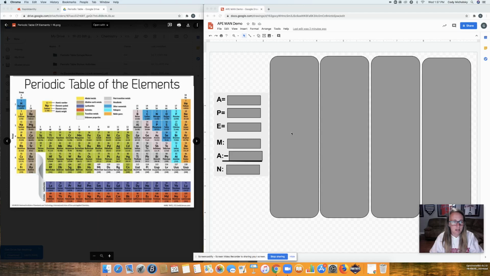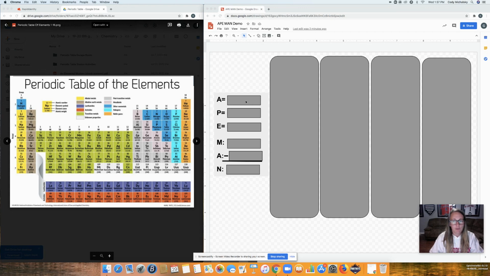Hey guys, so today we're going to be going over APEMAN. This is a tool we use to calculate the subatomic particles in an element. Remember, our subatomic particles are protons, electrons, and neutrons, and they make up the contents of an atom. Okay, so you need to have your periodic table handy. I'm going to have four examples for you.